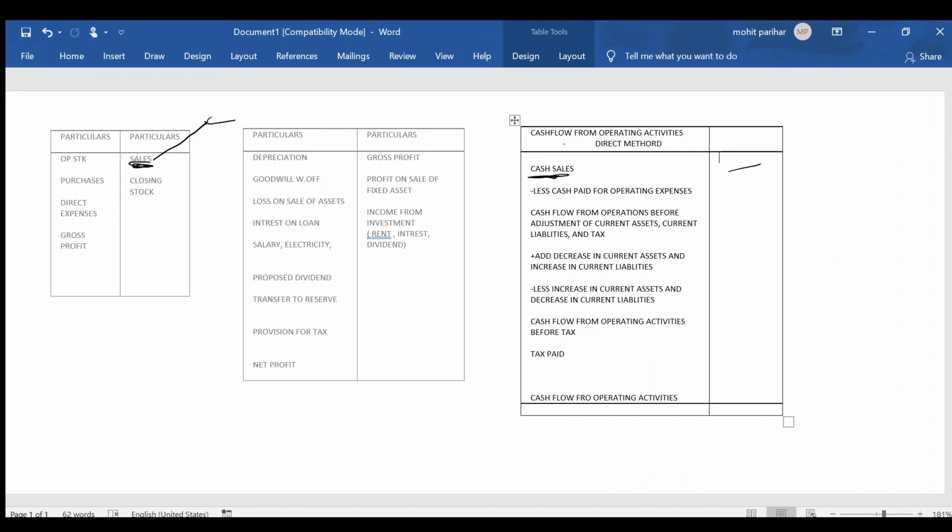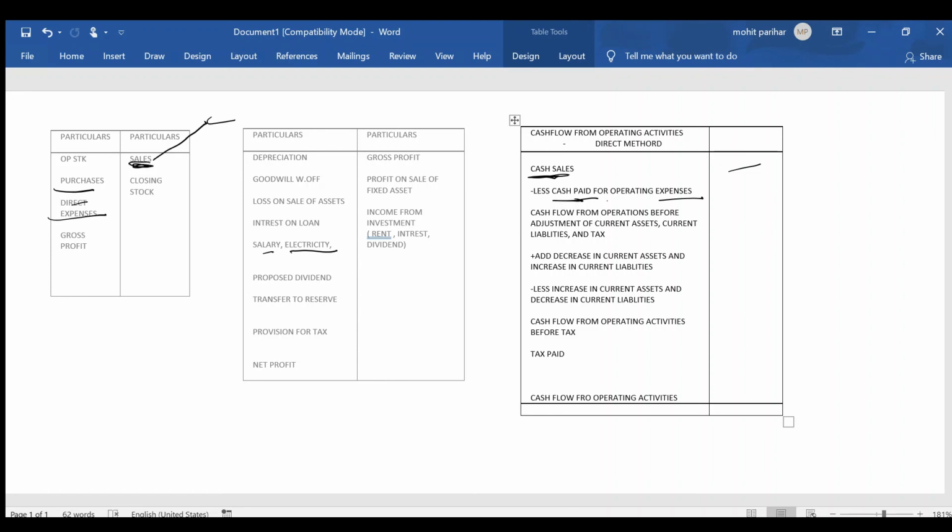Okay. The next thing we have to do is less all cash paid for all operating expenses. Cash paid for all operating expenses will include cash paid for purchases, cash paid for salaries, cash paid for electricity, cash paid for direct expenses, etc.